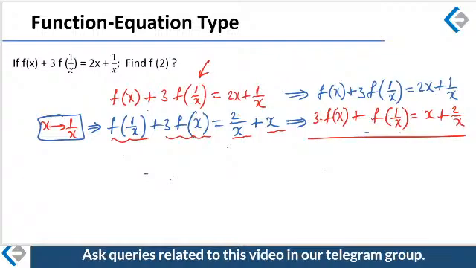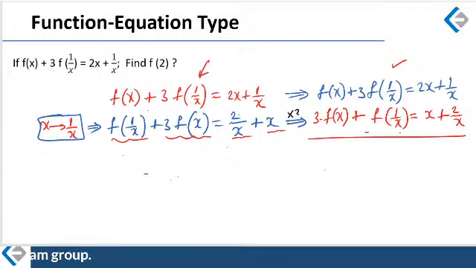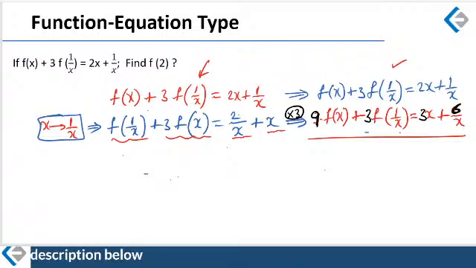Now I need to solve such that 1 by x gets cancelled. How do I cancel 1 by x? You can cancel it by multiplying the second equation with 3. If you multiply the second equation with 3, this becomes 9, this becomes 3, and 3 times 2 becomes 6. I multiplied throughout by 3.